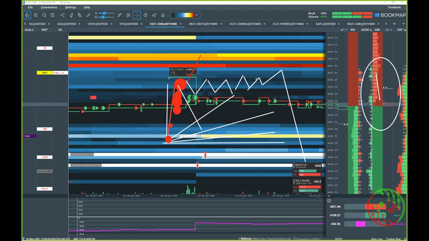We decided to measure the volume spikes or stop runs and to measure sweeps, because both of them have one characteristic. They indicate exhaustion at a low or at a high. It doesn't depend where they happen. Okay.